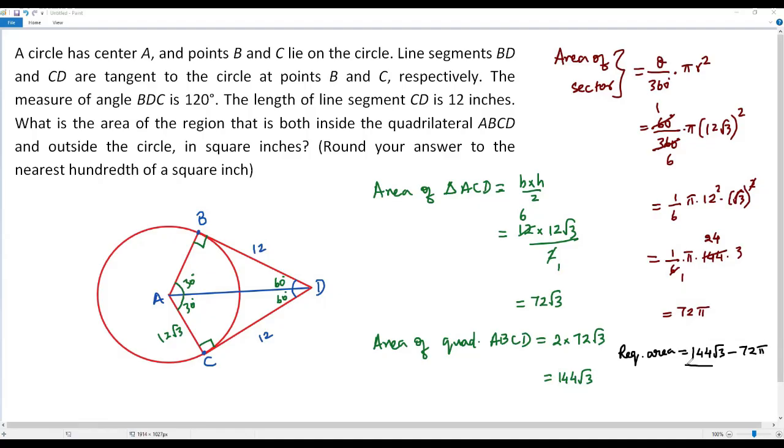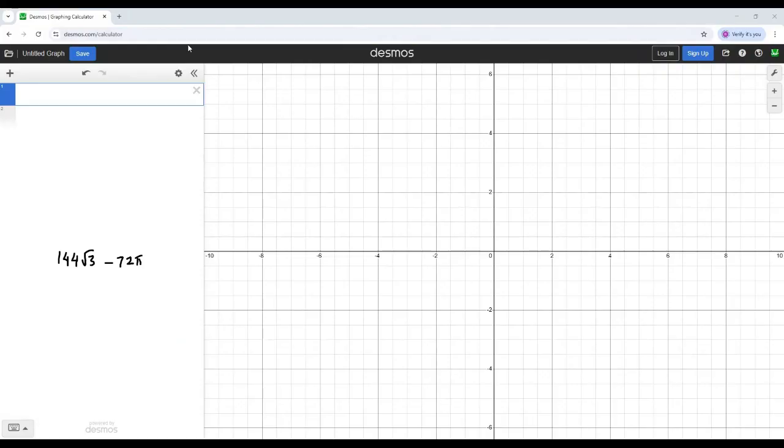Now we have to evaluate the value of this expression and round our answer to the nearest hundredth of a square inch. We can go to the Desmos graphing calculator to evaluate it. Here we have the Desmos graphing calculator. Now let me give the expression as input, that is 144 times square root of 3 minus 72 pi. Here I got the value of the expression, that is 23.2206, and it keeps going. According to the instruction, we have to round this value to the nearest hundredth, then I'm getting 23.22. Therefore, the required area is 23.22 square inches.